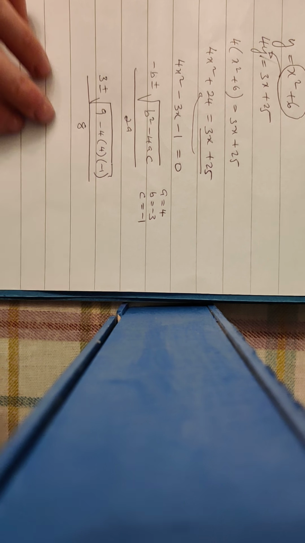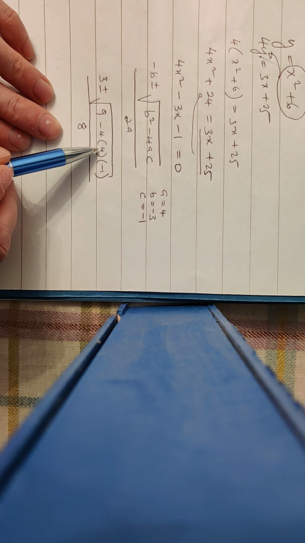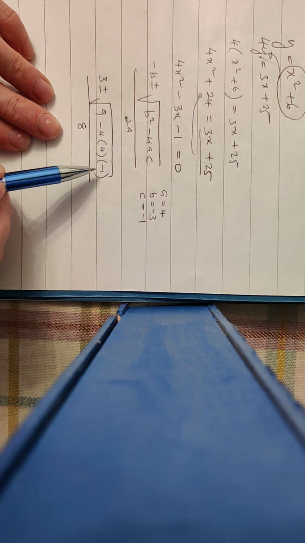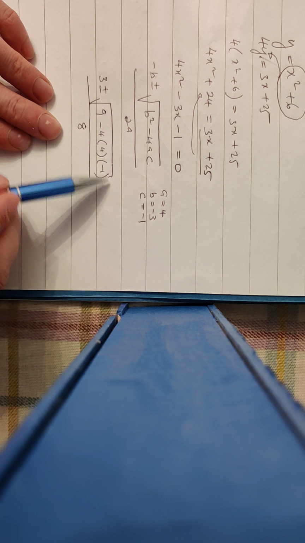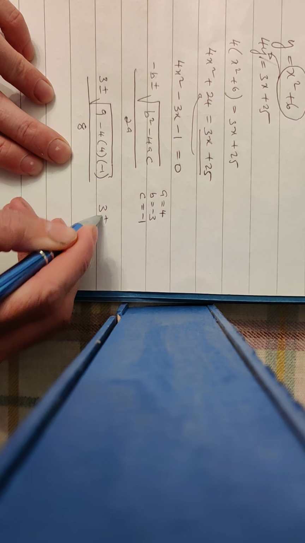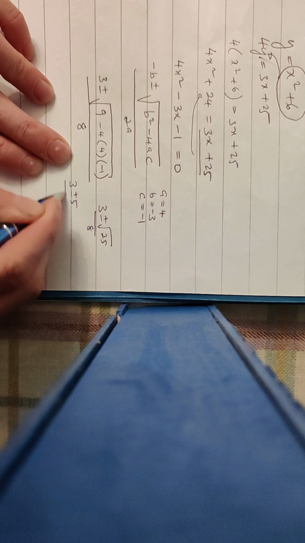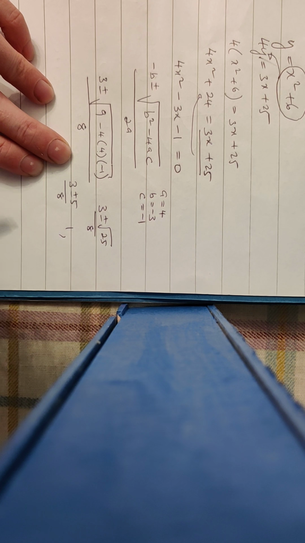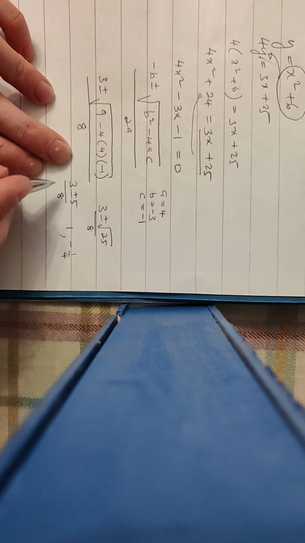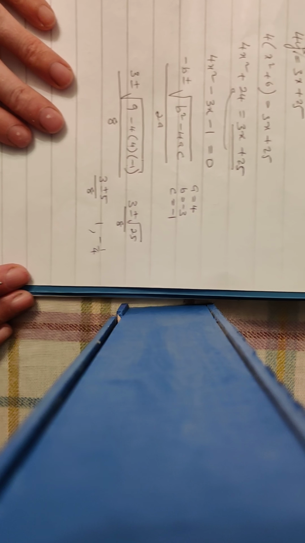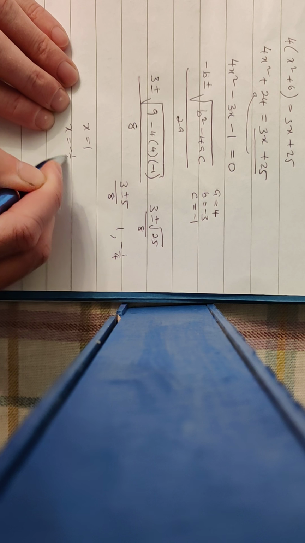So be careful when you're putting the numbers in. Now this works out as 25 underneath, because minus 4 times 4 is minus 16, times minus 1 is plus 16, plus 9 is 25, and the square root of 25 is 5. So this is 3 plus or minus 5 over 8. So the plus answer is going to be 1. And the minus answer is going to be minus a quarter, because it's going to be minus 2 over 8, right? So you've got your two x answers. The first x answer is 1, and the second x answer is minus a quarter.